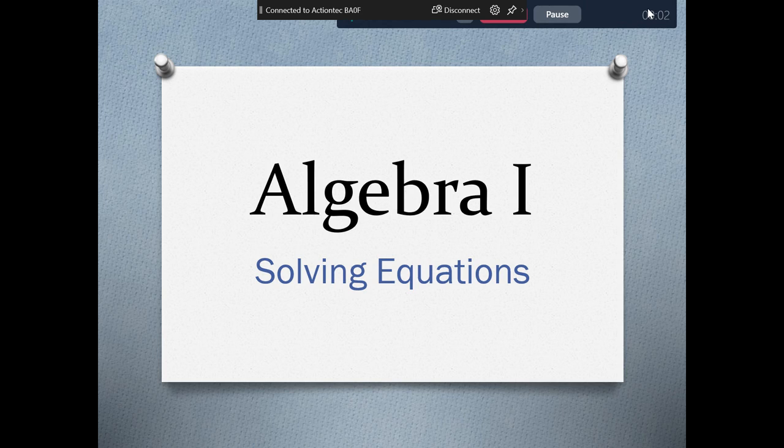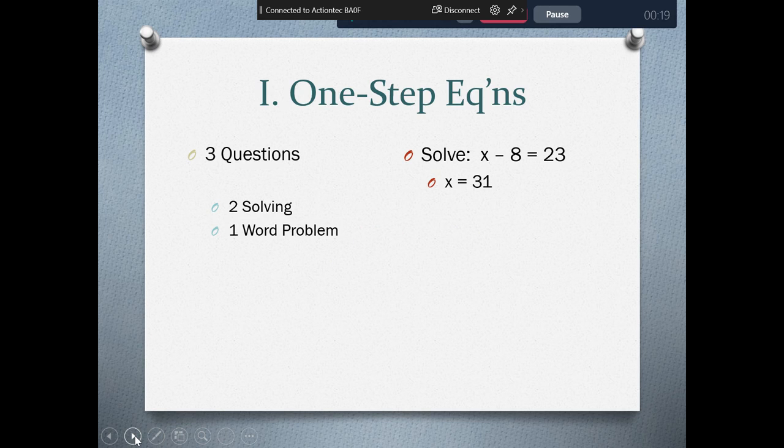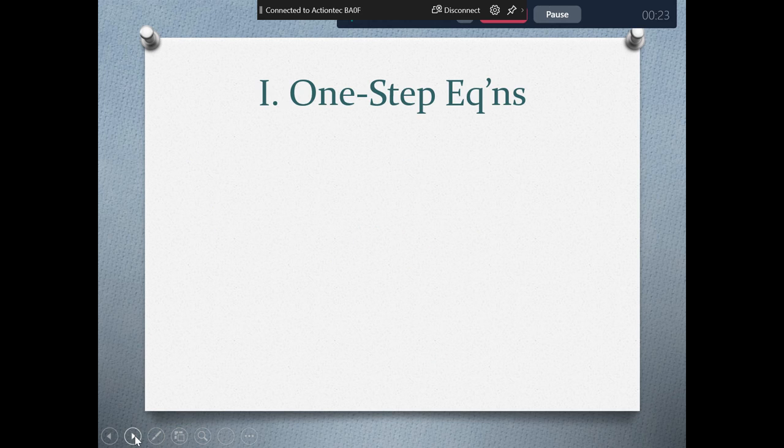Hi, so today we're going to be reviewing solving equations. This is going to be all types of problems. Okay? So we have 3 questions that are going to be one-step equations, 2 that are solving and 1 that is a word problem. So let's look. Our first problem here, I have x minus 8 equals 23.